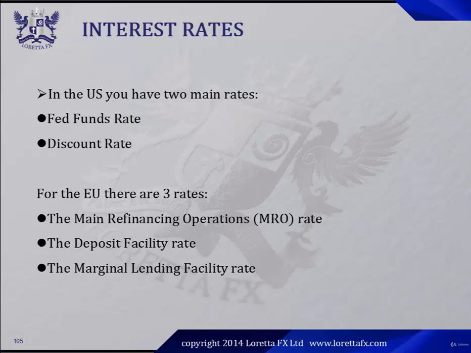Now, the Fed funds rate is set by the Federal Reserve as the rate that banks should charge each other for overnight loans, and the main refinancing operations rate is the rate set by the European Central Bank as the rate that banks should charge each other for overnight loans. Now, the European deposit facility rate is the rate that the European Central Bank will pay central banks that deposit their surplus funds with the European Central Bank.